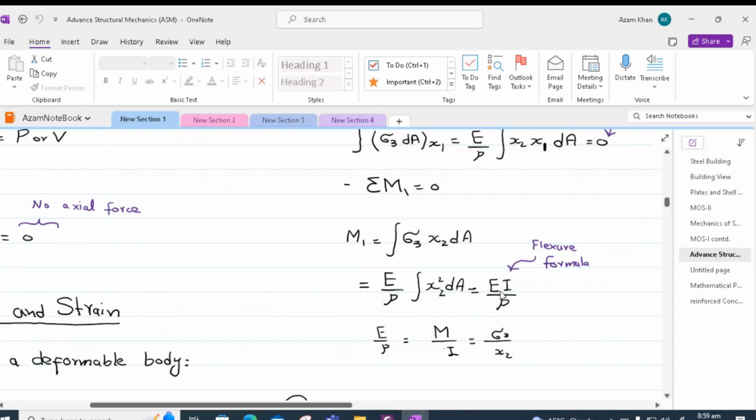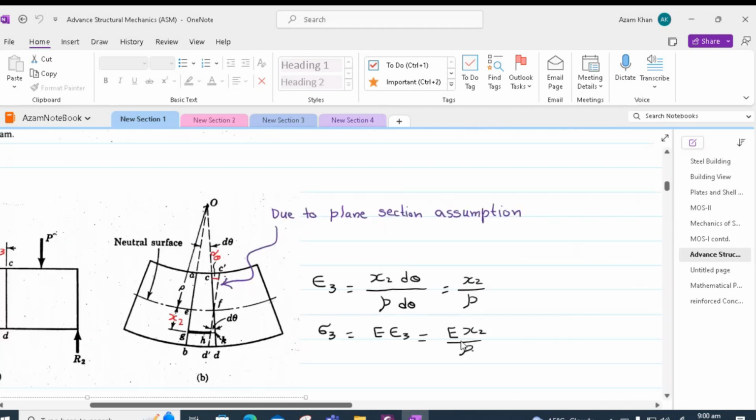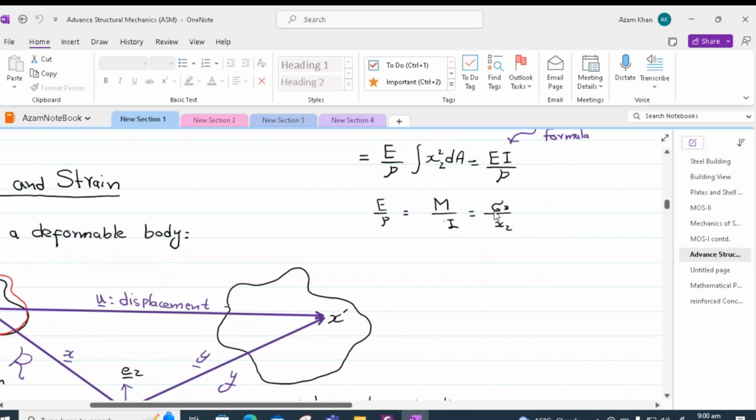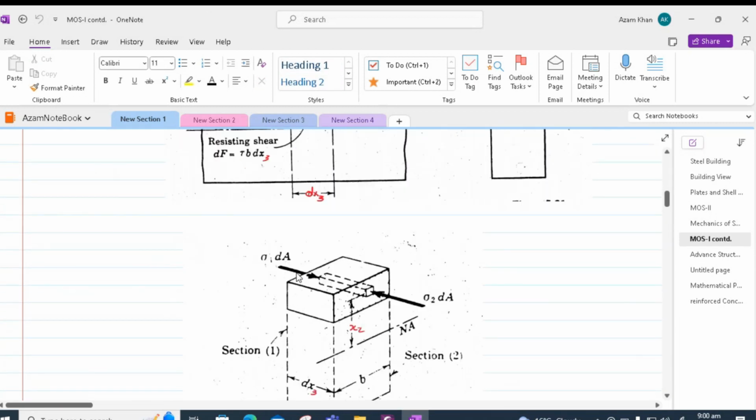This equation can also be written as E by rho is equal to M over EI is equal to sigma 3 by x2. Sigma 3 is derived from the equation sigma 3 is equal to Ex2 by rho. So E by rho is equal to sigma 3 by x2. Plugging that ratio, we get this form of equation. Thus, we can also write sigma 3 is equal to Mx2 by I. And this is our well-known flexure equation.